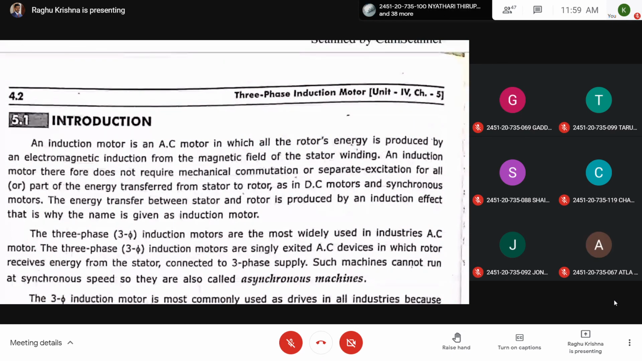So in the transformer, you study the EMF equation, phasor diagrams, what are the BH characteristics, what is the ideal transformer, what is a practical transformer, and what are the losses. See the syllabus book and read the topics: losses and efficiency, auto transformer, three-phase transformer connections. Okay, in the transformer there are some things you don't need to study.